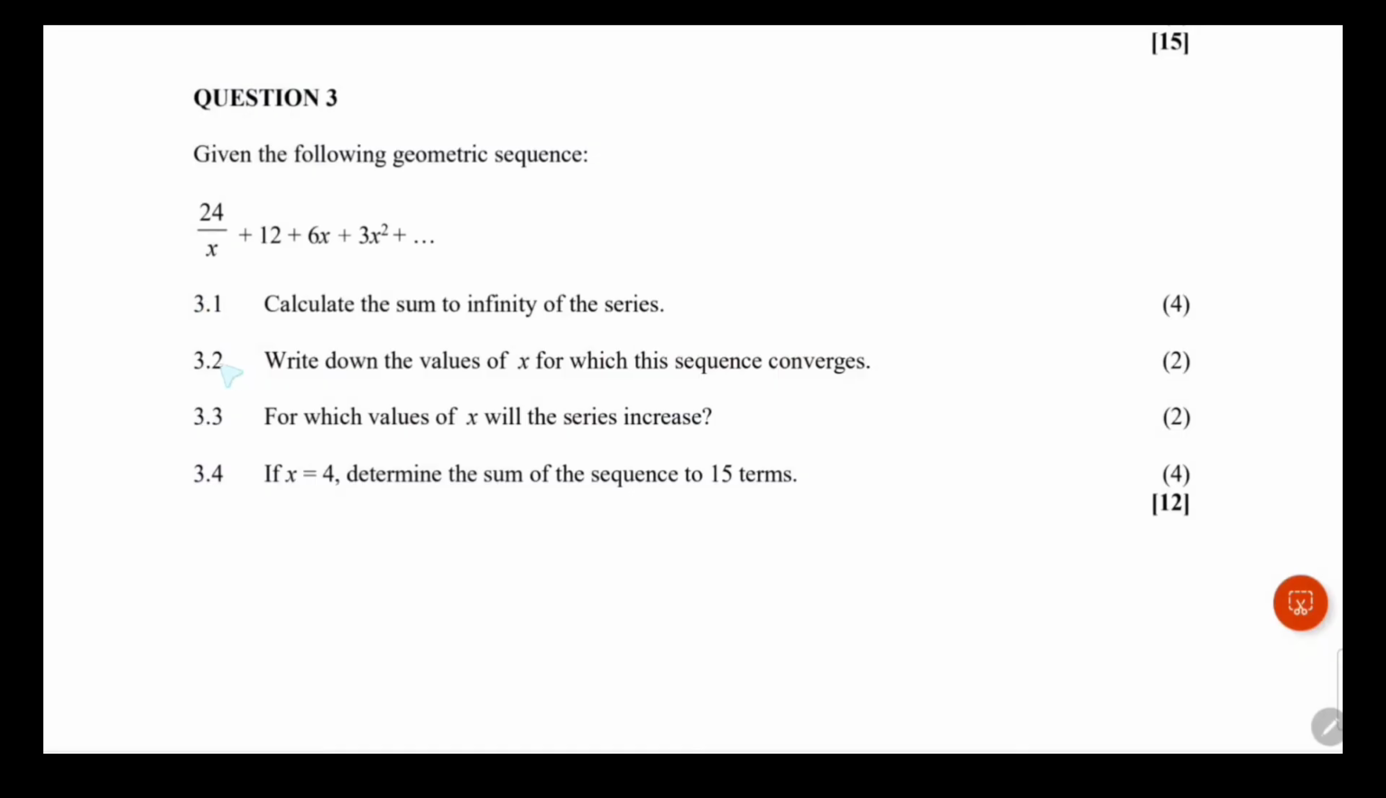The next question says 3.2, write down the values of x for which the series converges. I keep saying series because it's not a sequence. Series converges. Okay, so for the series to converge.